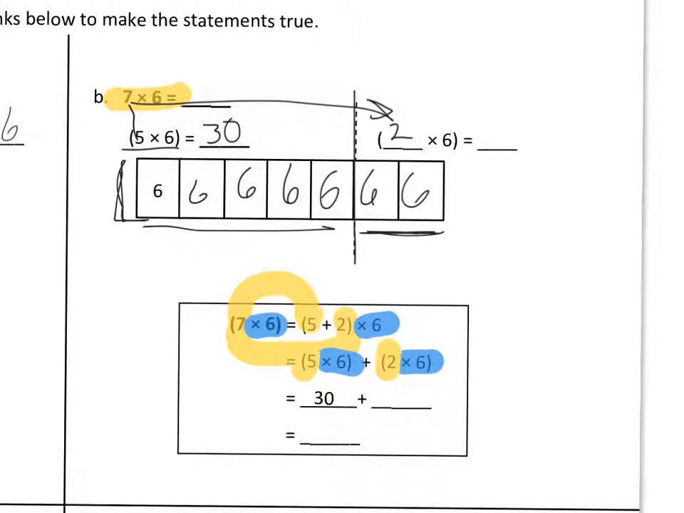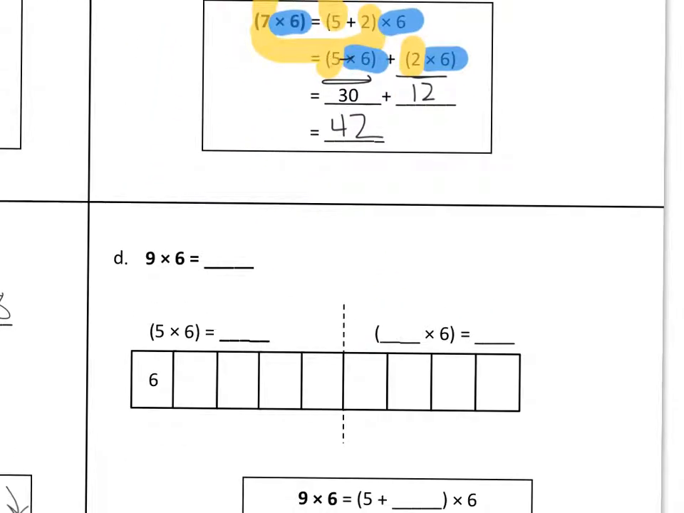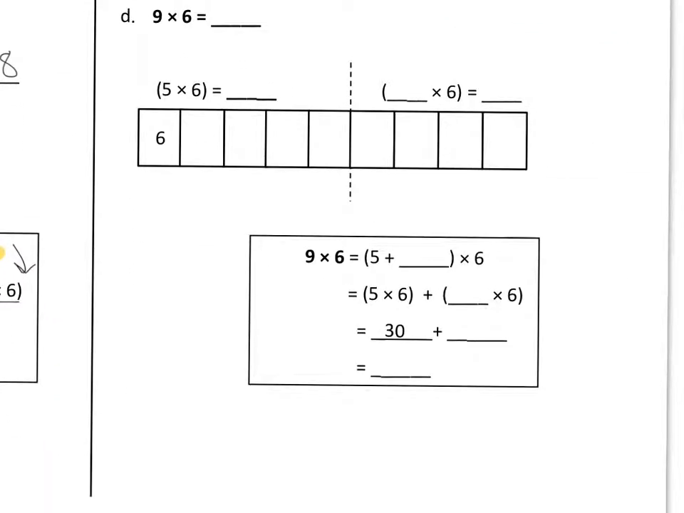And where the times 6 stays the same. 5 and 2, 5 and 2, 5 and 2. 5 times 6 right here is 30. 2 times 6 is 12. That gives me 42. Good news is we have one more problem to practice with. 9 times 6. Again, they're going to keep making the 5.